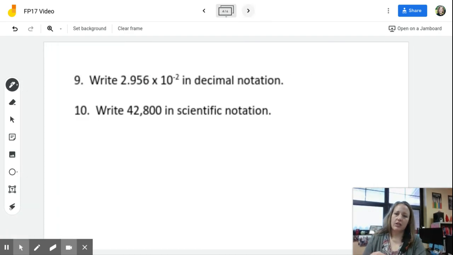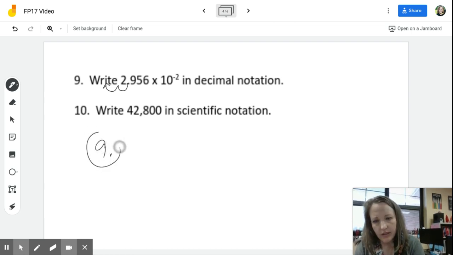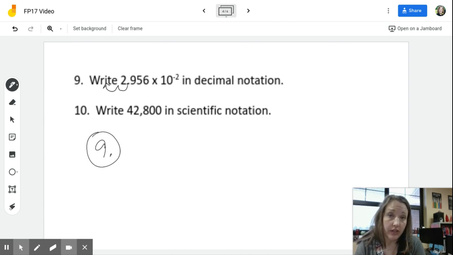So let's go here. Write 2.956 times 10 to the negative 2 as a decimal, in decimal notation. In class, we also called that standard form. So standard notation. So let's go ahead and think about this. Is that going to be a small number? It is. That negative exponent tells me it's going to be small. So I'm going to go ahead and think about, I need to move this way too. So number 9 is going to give me, it's been a minute since we've done these in class, so I wanted to be sure you had a reminder of them.